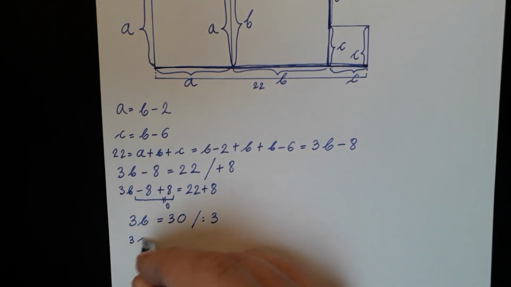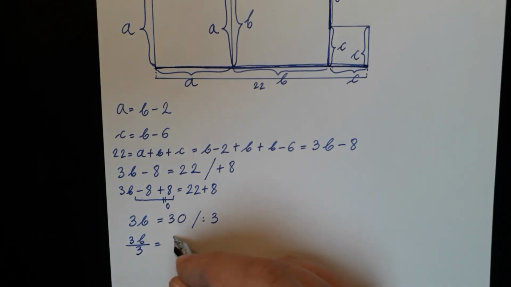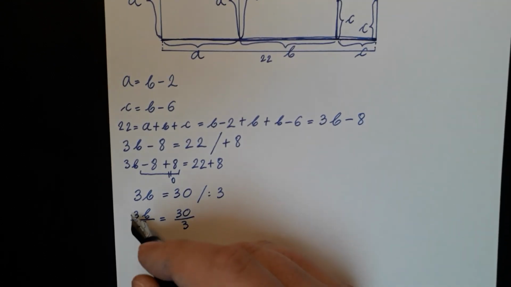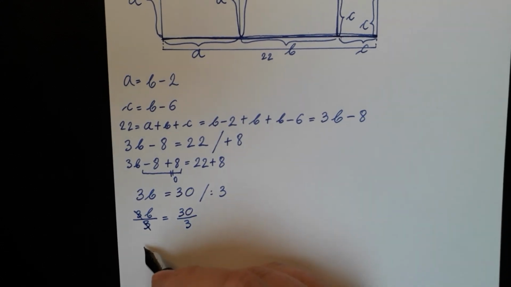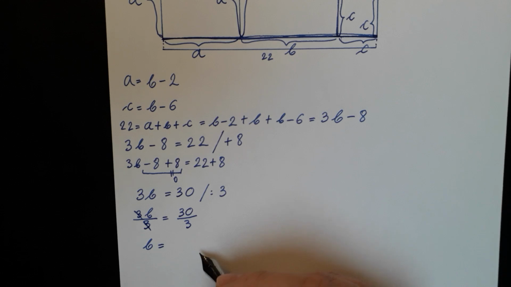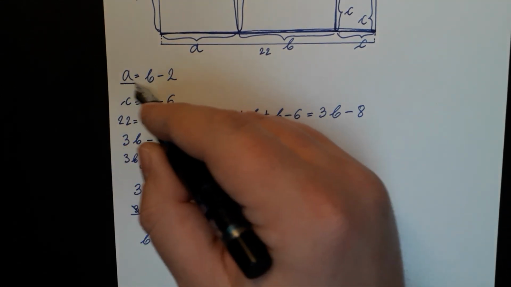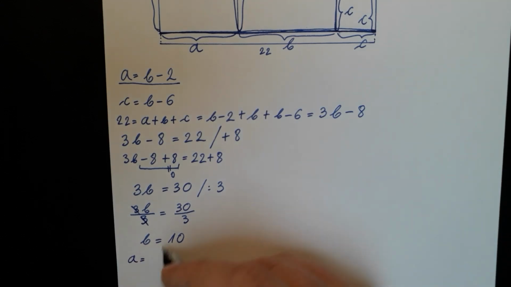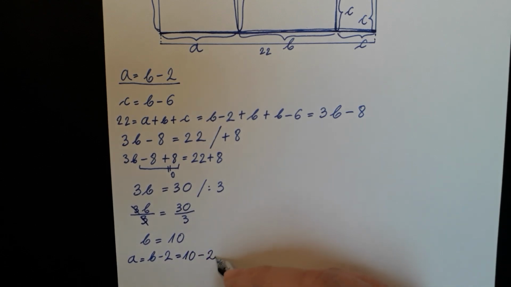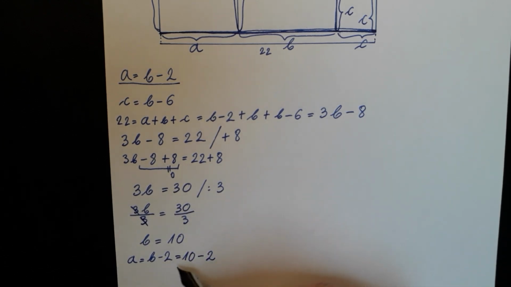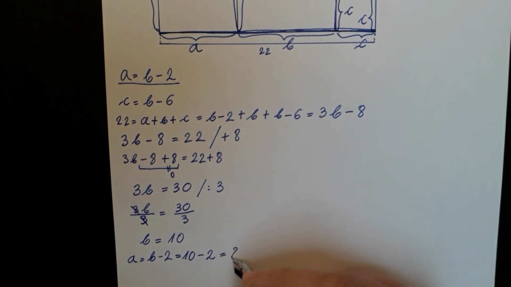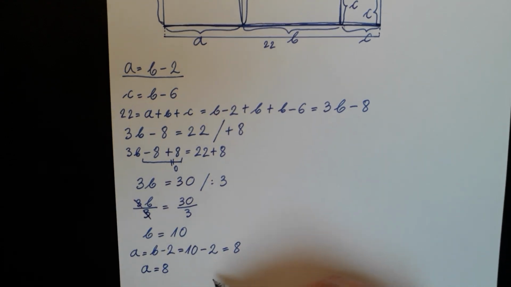And then we get that 3b over 3 is equal to 30 over 3. 3 and 3 are going to cancel out, and we are left with b on the left side of the equation, and 30 over 3 is equal to 10. As we have b, we are going to use this first connection to get that a is equal to b minus 2, and instead of b we are going to write 10, as that is the value which we know that b has, and we get 10 minus 2, which is equal to 8. So we now know that length a is equal to 8.